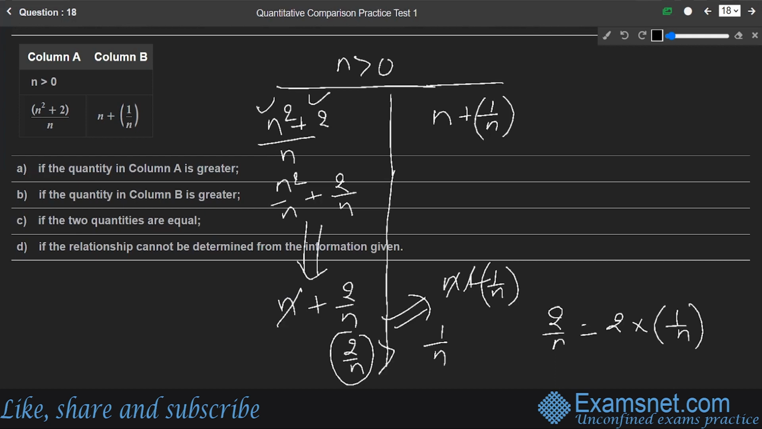This could also be explained by giving some examples, keeping n value as 1, or keeping n value as 10. Then also it leads to the same conclusion, that 2 by n is greater than 1 by n. So option A is right, which says the value in quantity column A is greater. So that is the right answer.